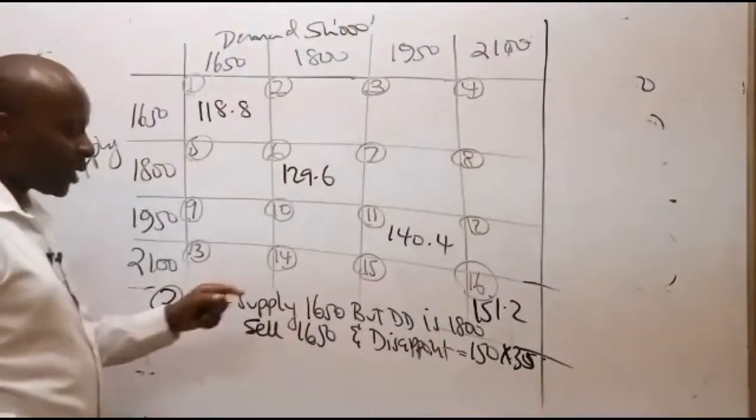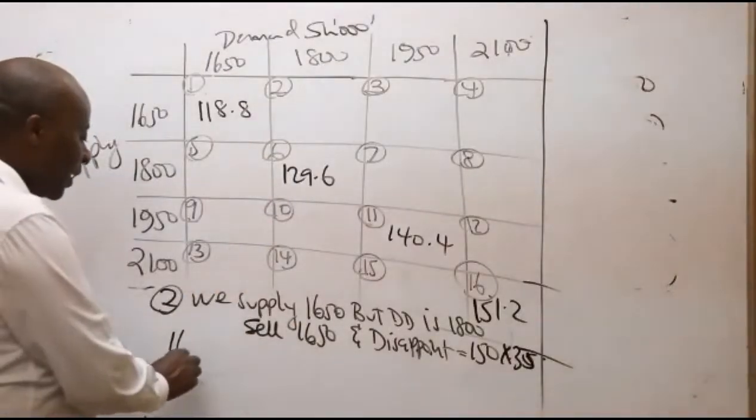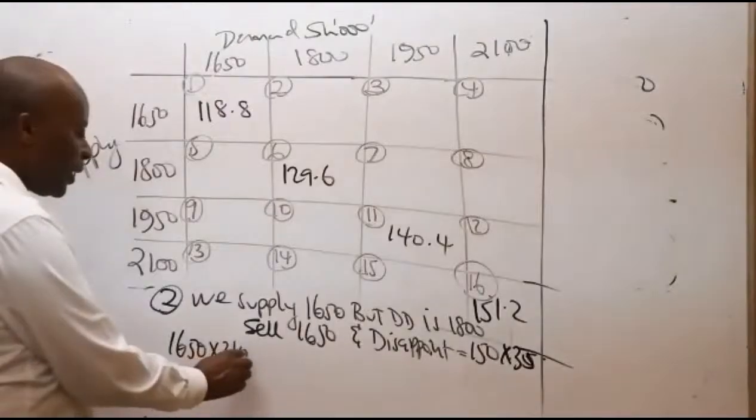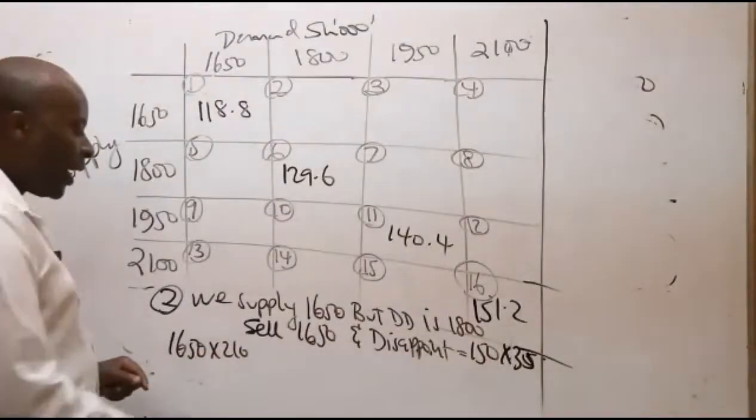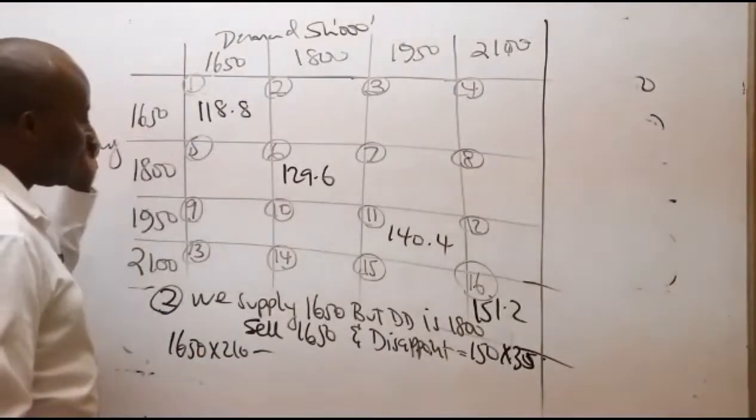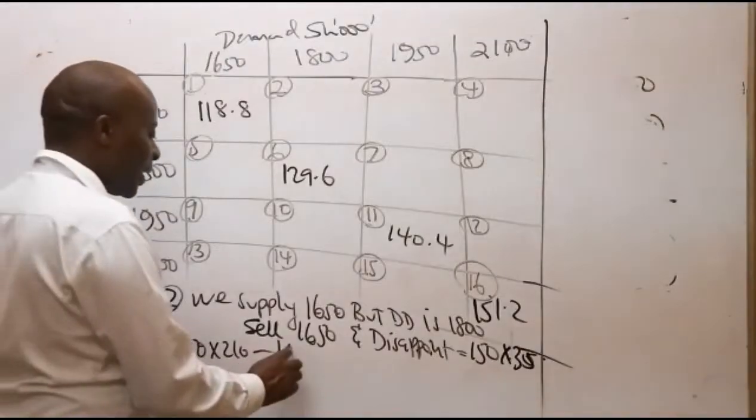So in short, I'm going to sell 1650. The 1650 that I sell, I know the selling price is 210, right? I know the cost of supplying this 1650, it will be 1650 times 138. So please don't forget the disappointment figure.